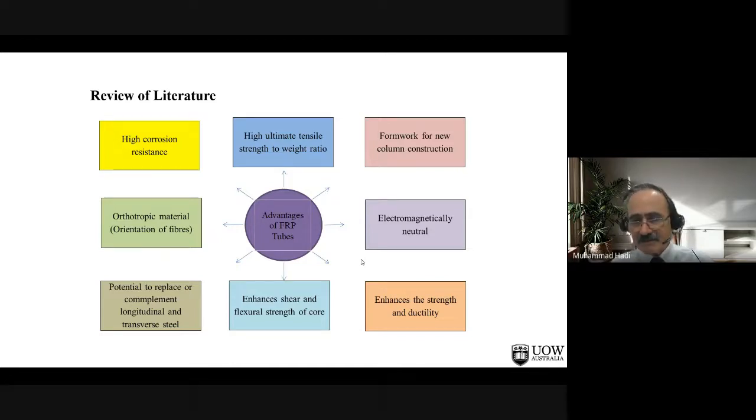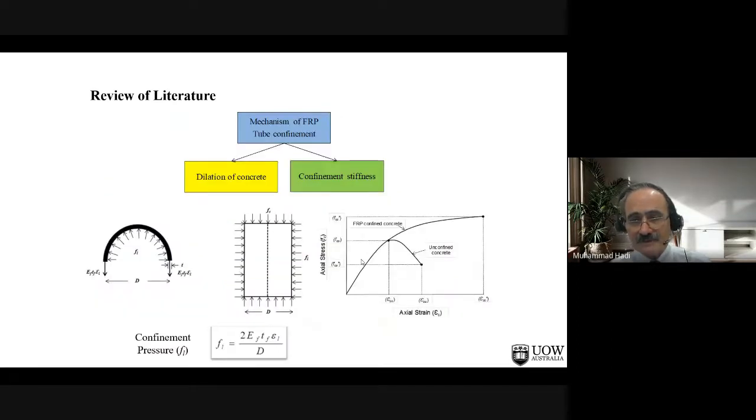FRP, fiber reinforced polymer, is a good material. It is strong in tension, it is light, it is not electromagnetic, and it doesn't corrode. Admittedly, it is brittle, right? But the tensile strength of steel is 500 MPa, whereas the tensile strength of GFRP is 800 MPa, and CFRP goes to 1500 MPa or more. So FRP, yes, is a brittle material, but the strength is much higher. So if you use a proper design, then we can come up with a proper design.